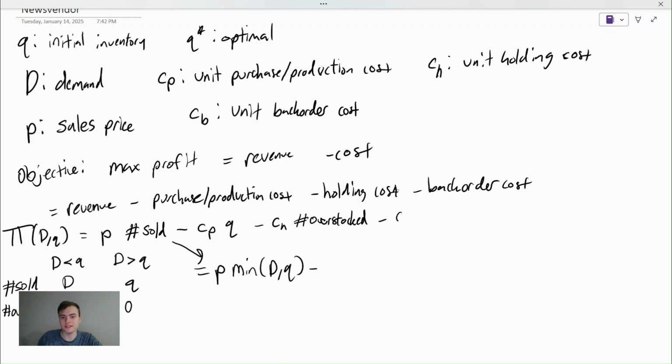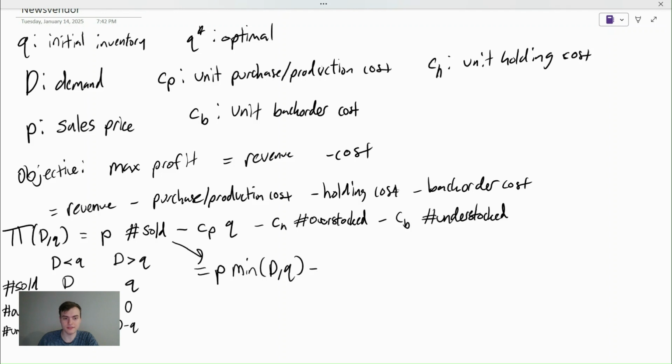And then the back order is going to be CB, the unit back order cost, times the number understocked. By that I mean the number of units that customers requested, but we were unable to fulfill, and we paid this back order cost, right? So when D is less than Q, that's zero. We were able to fulfill all the demand. Here, it's the difference between demand and quantity. However many units we were not able to provide that the customer demanded, right?